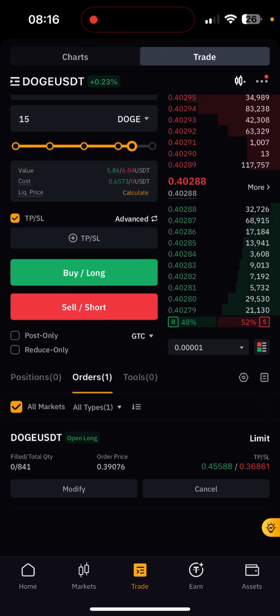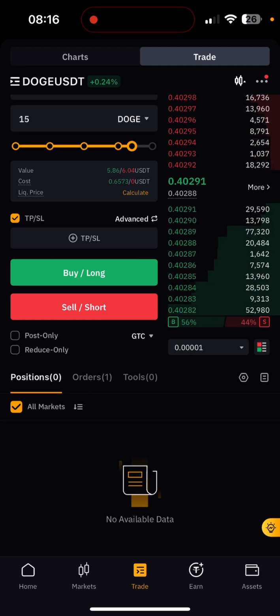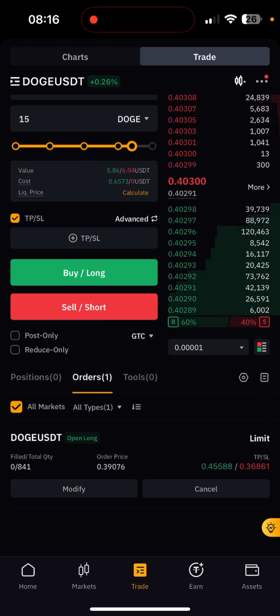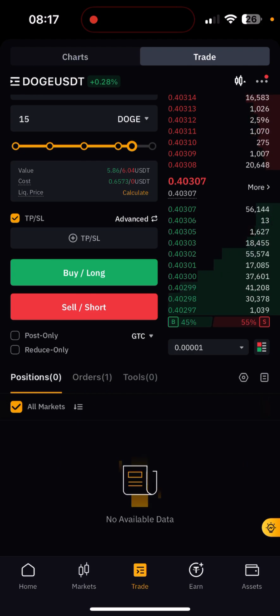You see my position is 0. I don't have anything in my position. But if I click on the other one, my order is here waiting. So once this trade has been activated, if I click on the position, it will now come to the position as activated, and you see the trade will start moving for me here to the points. Either it's going to TP or SL.